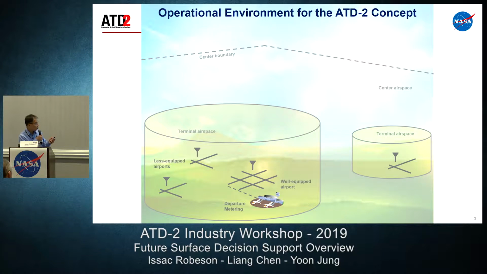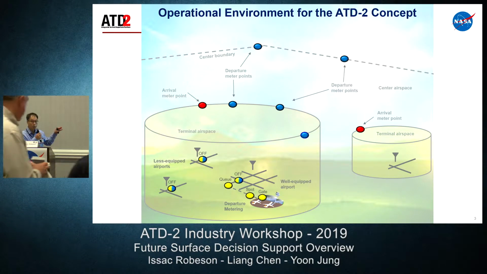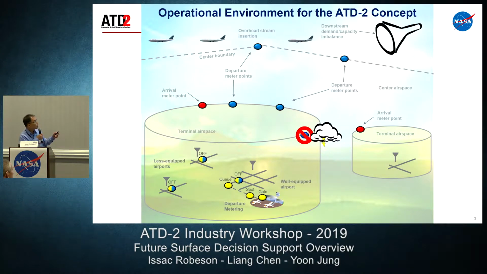and that's the overall ATD2 operational environment. All these oval shapes are the control points where all the controls are applied. For example, blue dots are for departure control points, and red dots are for arrivals. All the arrivals and departures fly through those control points, and yellow dots are for surface constraints.